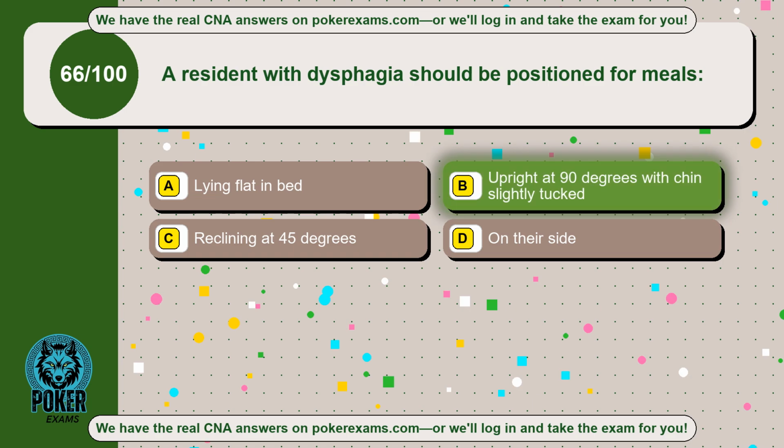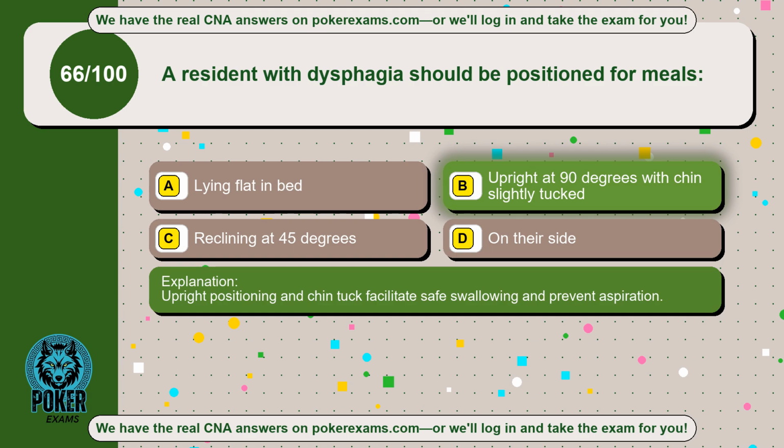The correct answer is option B. Upright at 90 degrees with chin slightly tucked. Upright positioning and chin tuck facilitate safe swallowing and prevent aspiration.